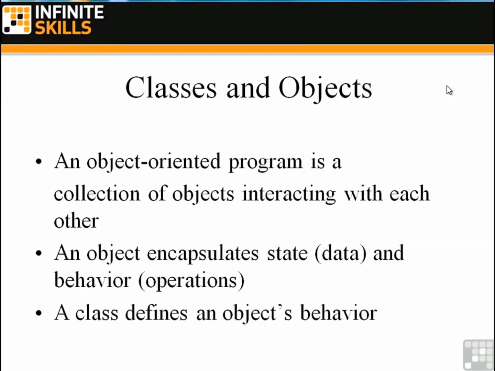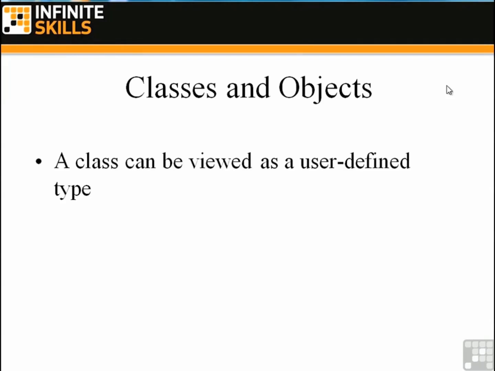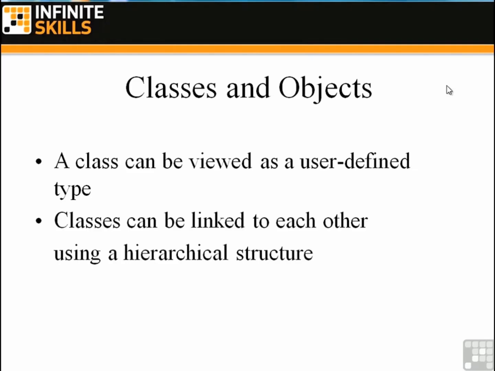A class defines an object's behavior and state. So the class is the definition of an object. A class can be defined or viewed as a user-defined type in a more technical sense. When we create a class, we're creating a type that we can use just like a built-in type like int or Boolean. Classes can be linked together using a hierarchical structure. This is already well known in the real world and it works in programming as well. An example might be we have an overall class called vehicle, and vehicles can be broken down into cars, bicycles, lawnmowers even, golf carts, things like that. So that's what I mean by a hierarchical structure.